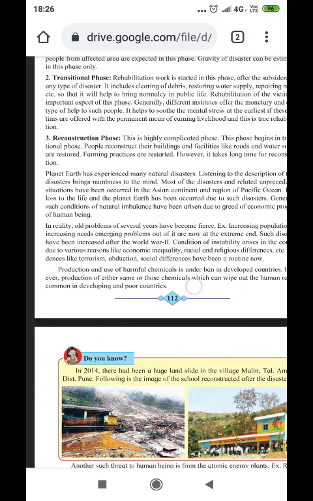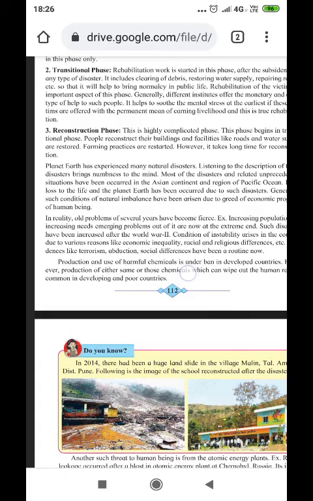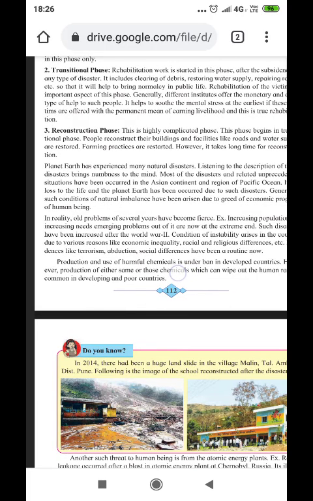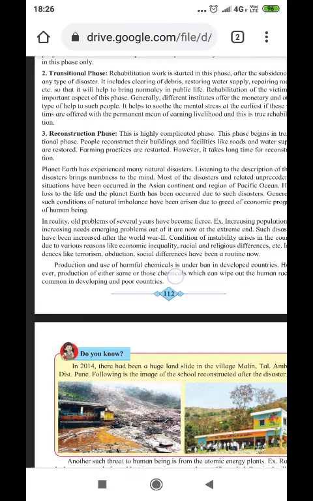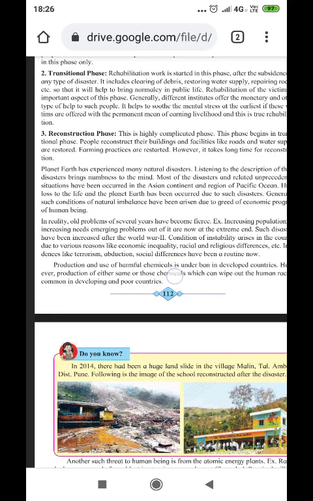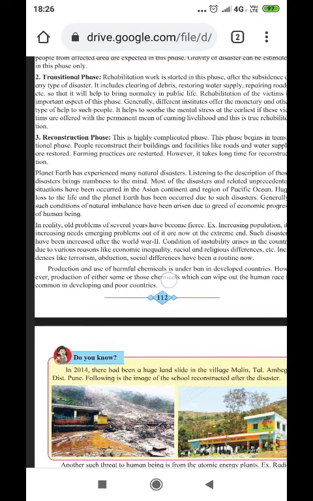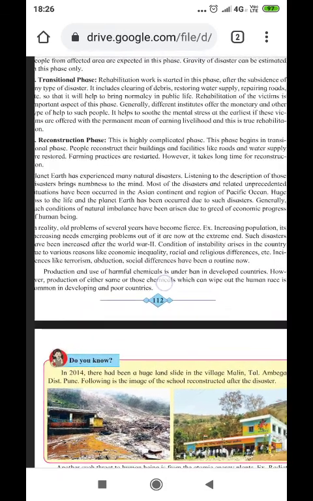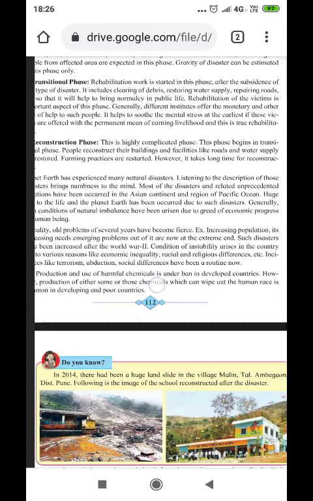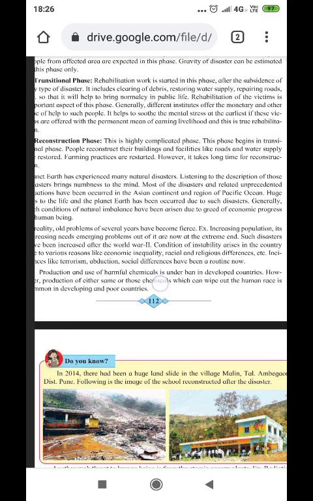Then another is the transitional phase, that is the changing phase. Rehabilitation work is started in this phase after the subsidence of any type of disaster. It includes clearing of debris. Debris here implies waste, restoring water supply, repairing roads, etc., so that it will help to bring normalcy in public life. Rehabilitation implies that we have to take action to overcome the disaster. That is called rehabilitation.